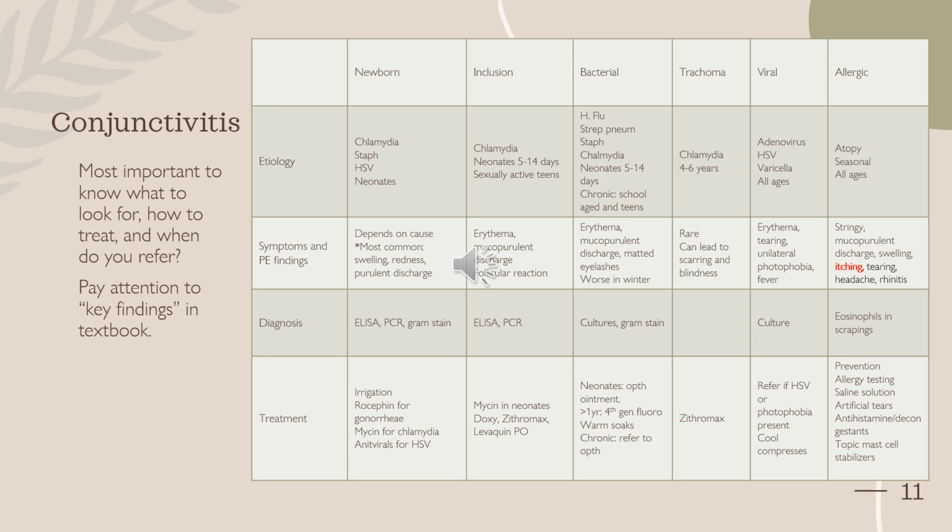And chronic is more in school-age children and teens. Again, erythema, mucopurulent discharge, matted eyelashes. It's going to be worse in the winter for this one. And then treatments, it depends on if it's acute or chronic. Chronic, you're going to refer to ophthalmology if it is not cleared up with ophthalmic ointments, etc.